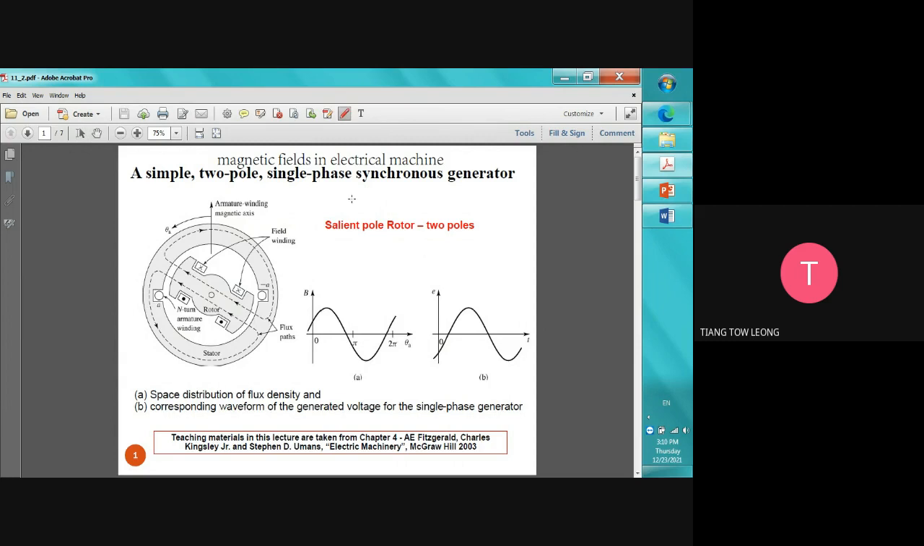Okay, so let's have a look at the magnetic field in the electrical machine. Usually we start from a simple one first. So we will have a simple two pole, one pole here, another pole here. Then a single phase synchronous generator. So we have a phase A, something like this.